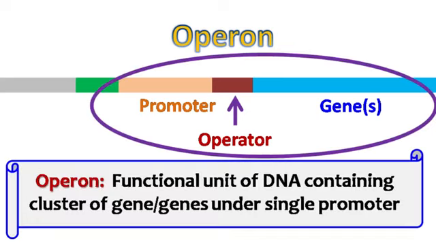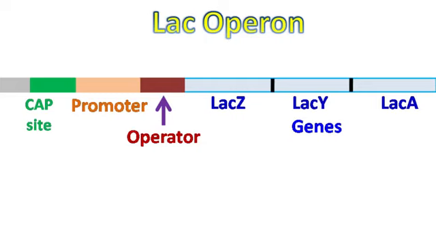Now let's talk about the Lac Operon. An operon is a functional unit of DNA containing a cluster of genes under a single promoter. The Lac Operon has three genes: LacZ, LacY, and LacA.